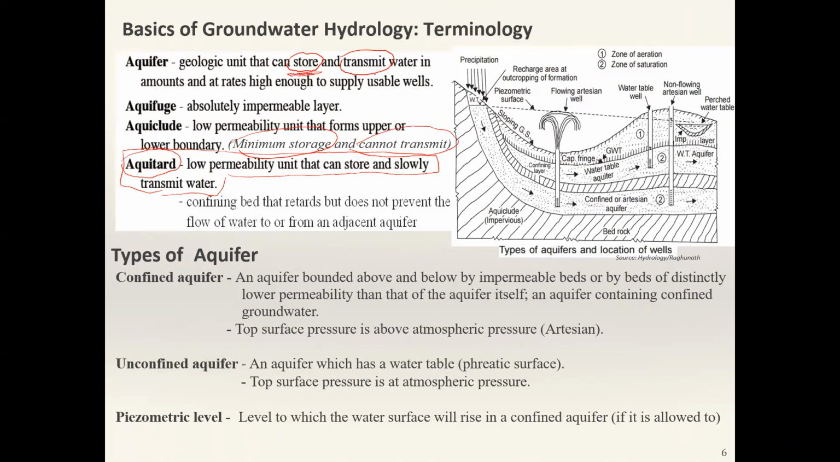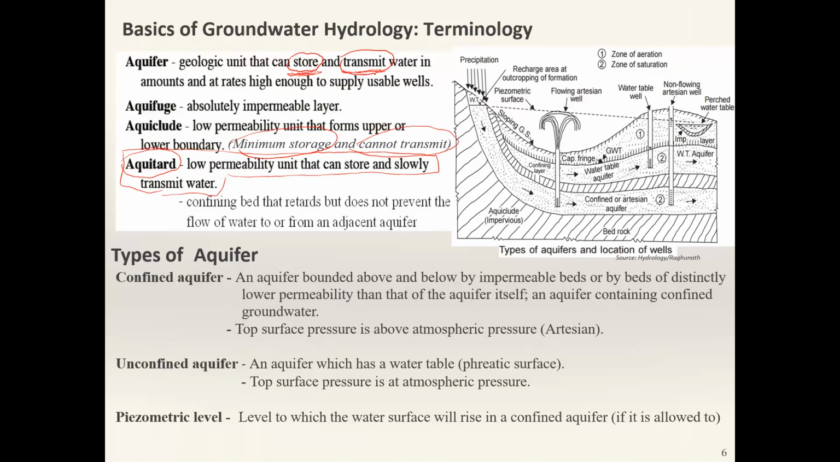So if you consider clay, clay can store a large amount of water, but it cannot transmit. The permeability and the hydraulic conductivity of clay is very, very small. Therefore, you cannot extract water. You cannot pump water out from clay. That is why it is considered an aquitard. All right, very common in Sri Lanka, also in many other places, right?